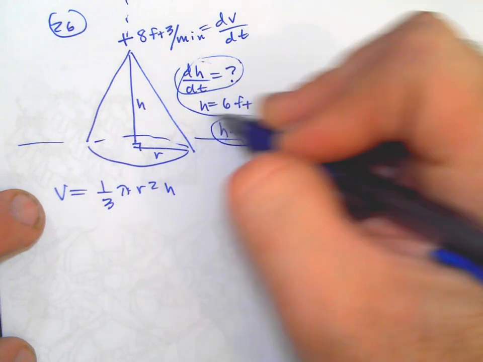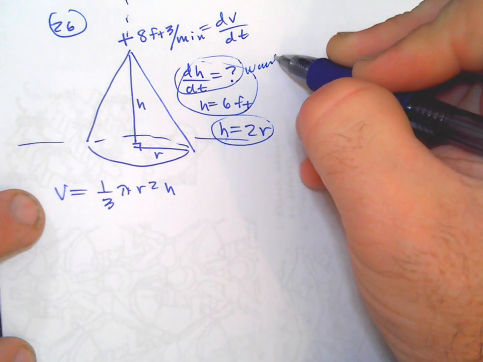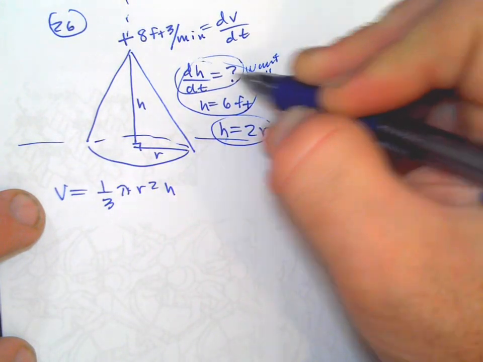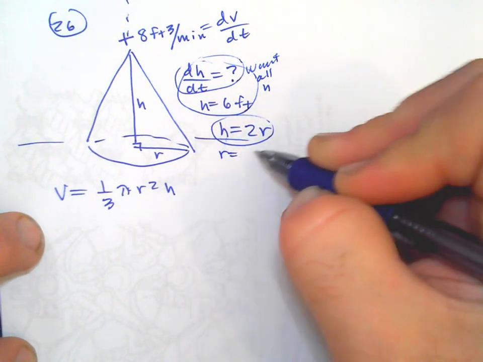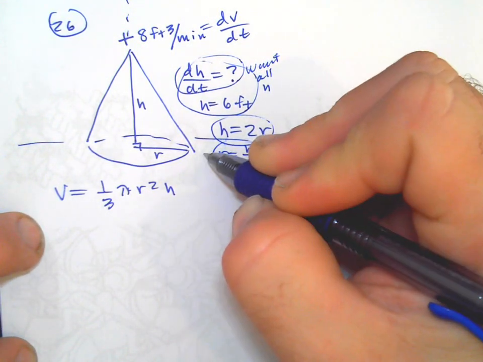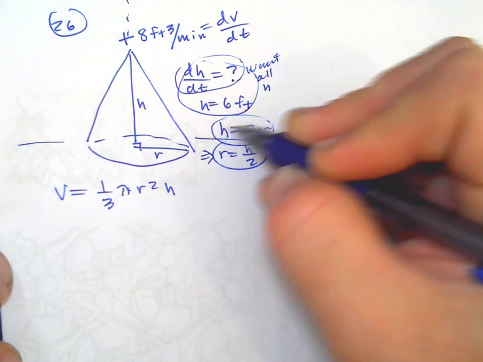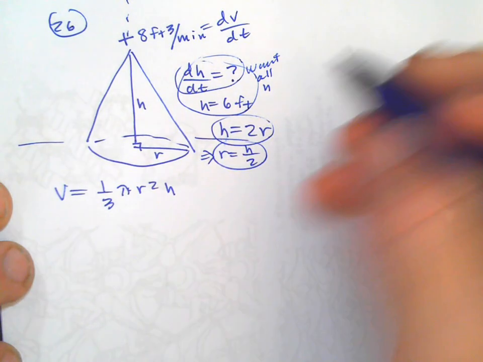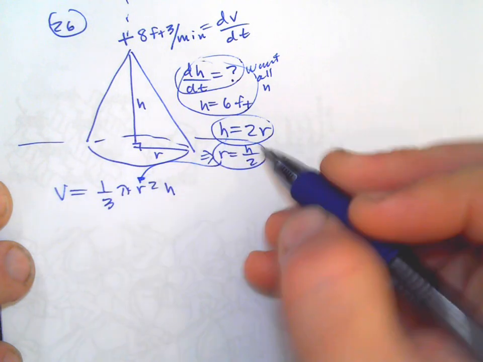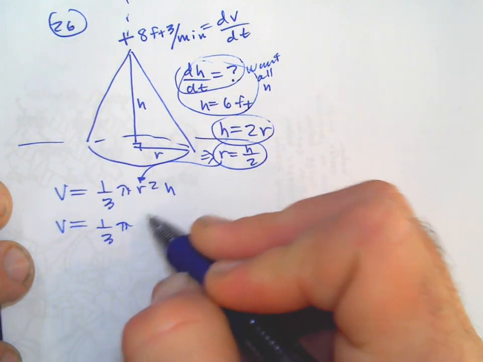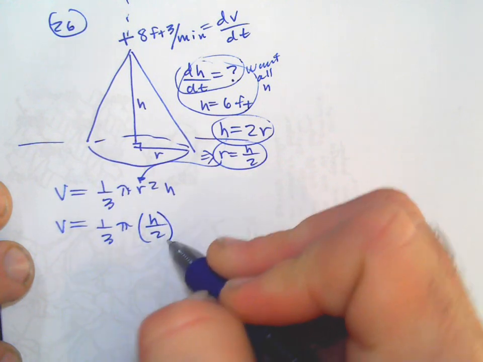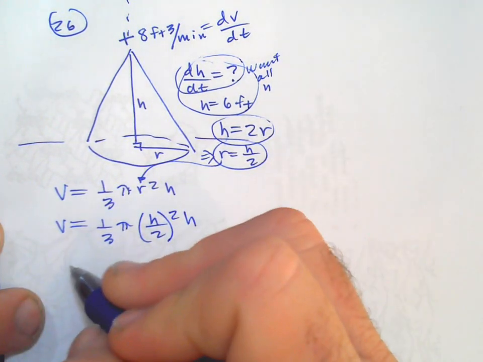Now we want all h because we're looking for dh/dt. They gave us h, so we want to replace r with h over 2, right? From h equals 2r, I can write r equals h over 2, because then when I plug that in, I have all h's, which works for what I'm trying to do. So h over 2 in parentheses, it's got to all get squared.